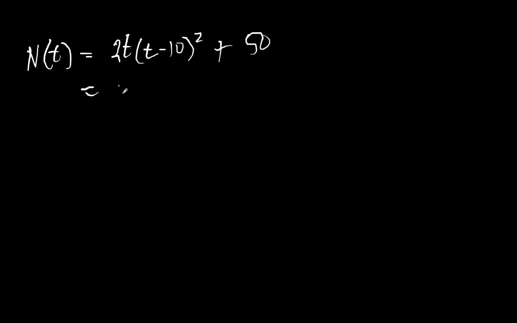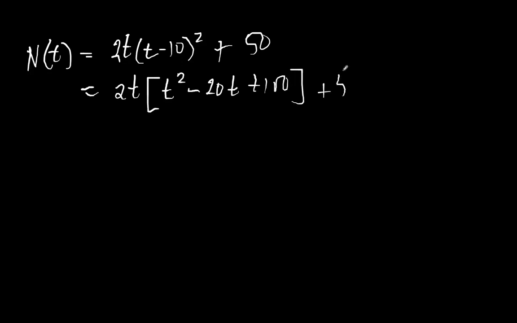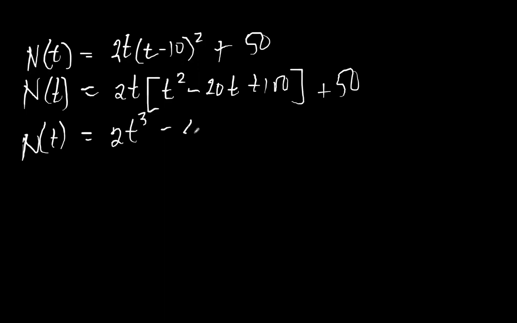The other way around is to expand. Again, I just want to make sure that I got the derivative of the given function in terms of t correctly. So this is t squared minus 20t plus 100, plus 50. This is my n of t, the function of n. No need to differentiate yet. Sorry, let me just continue. I want to distribute the 2t. So 2t cubed minus 40t squared plus 200t plus 50.